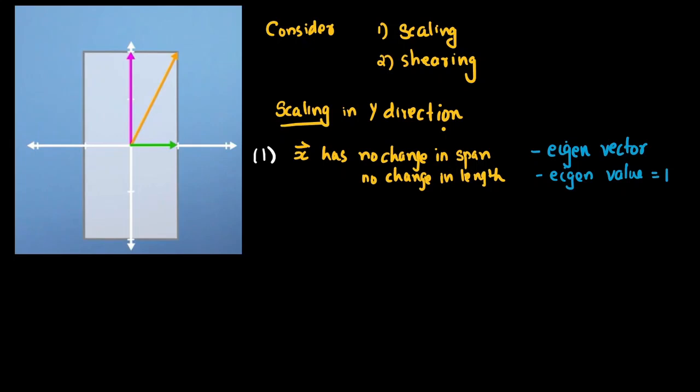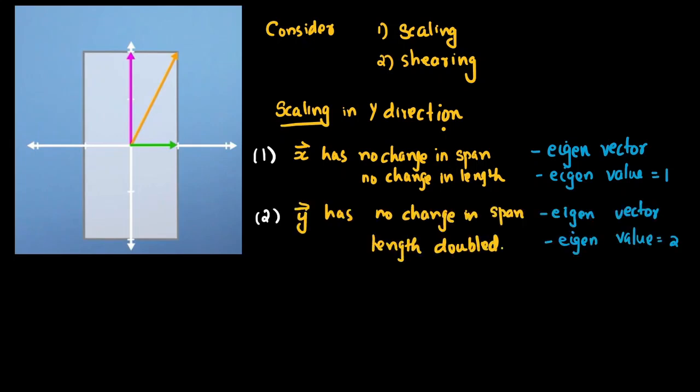Then what about y? Y has no change in the span, so that is also an eigenvector. The length of the vector is doubled, so its eigenvalue is 2. The change in length is twice the length of the previous one, so the eigenvalue is taken as 2. Okay, it is doubling the length.